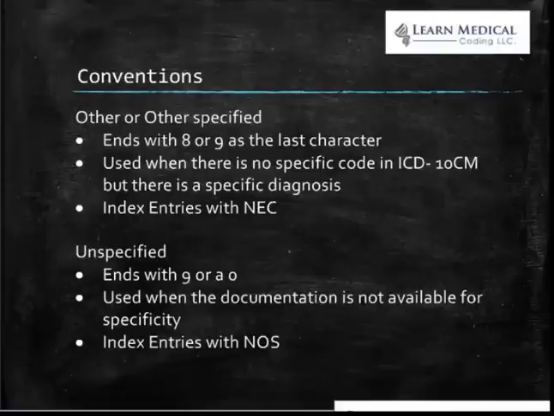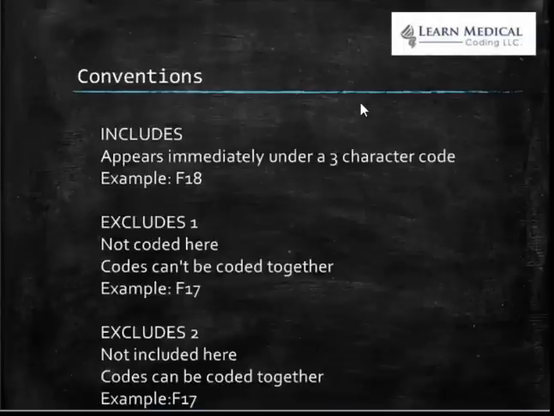Okay? Unspecified codes, by the way, are highlighted in yellow in your tabular list. Okay? And these codes end with 9 or 0. And these codes are used when the documentation is not available because the physician wasn't specific with his documentation. These codes are also referred to as NOS, and we talked about that a little earlier. Okay? Not otherwise specified.